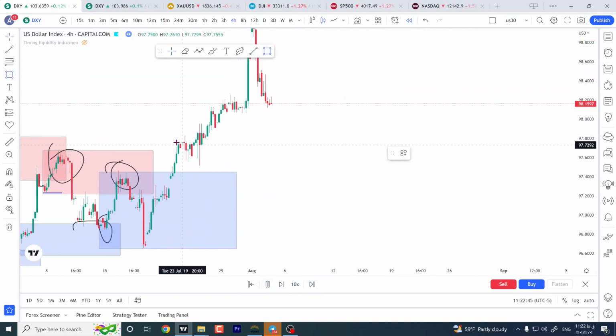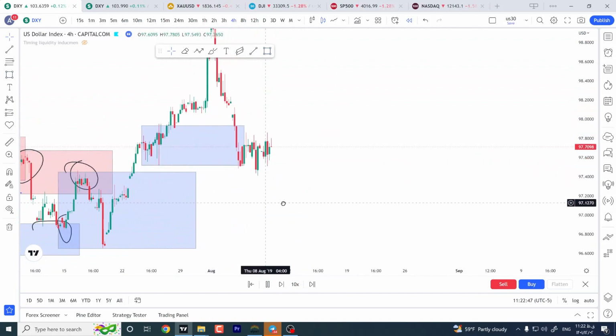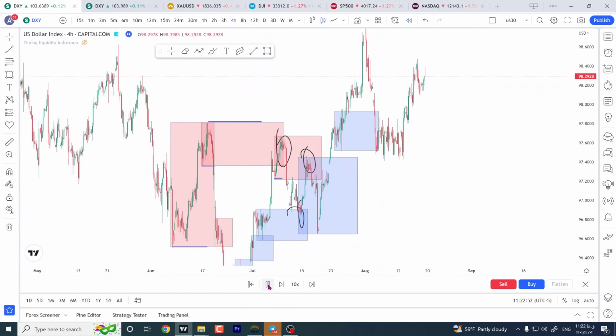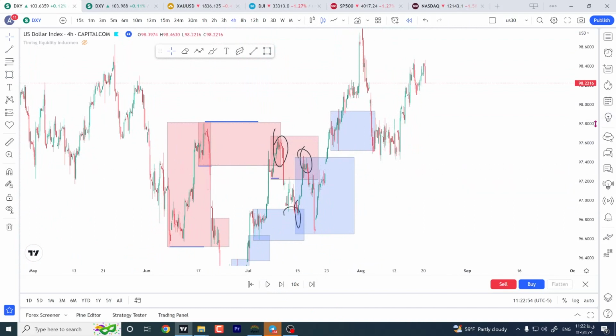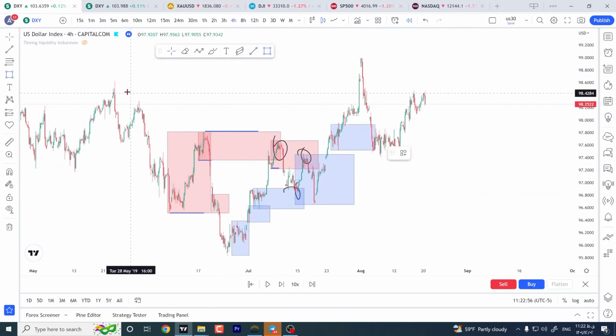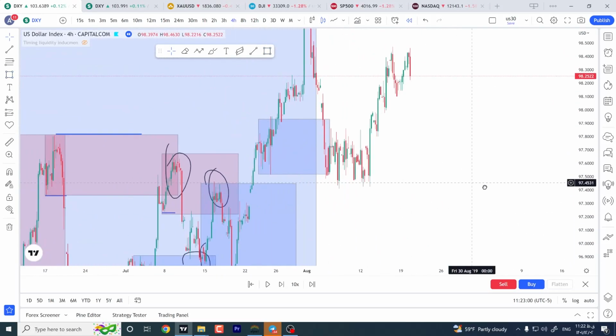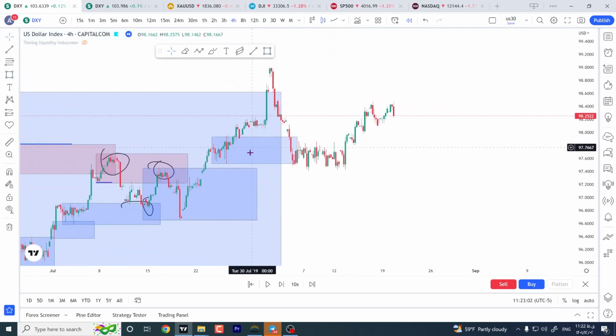We have another demand box here, and we have a big demand box here. It reacted to this demand box anyway, but we have a big demand box from here to here. You can see the results from this demand box.